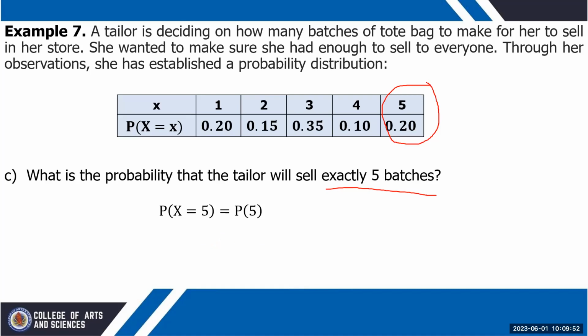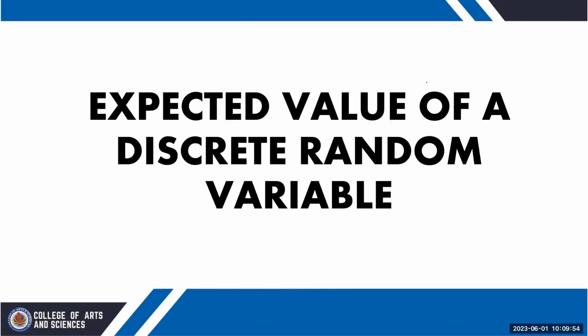Okay? So, let's try to have your last topic, which is the expected value when we have a discrete random variable. So, ang na-discuss na natin is sample space. We are also done with your probability. Tapos na rin tayo sa discrete random variable, the difference of discrete and continuous, and then tapos na tayo sa PMF. Ngayon naman, expected value.